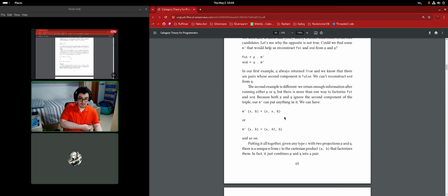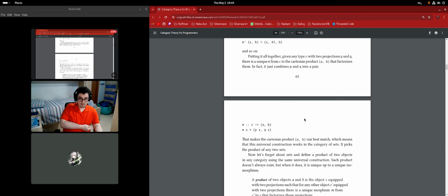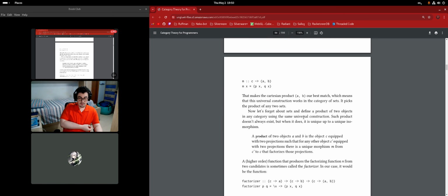So here we go in more detail about the case of the triplet, I guess. That makes the Cartesian product our best match, which means that this universal construction works in the category of sets. So now we're going to go to the definition.